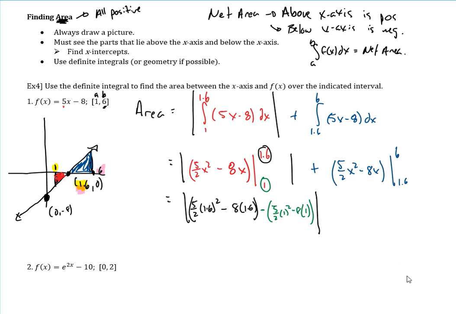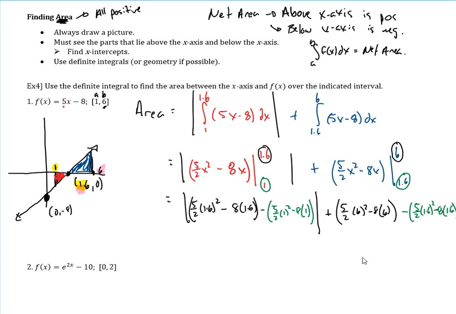Okay, and then we have plus. Now, I'm going to do this one also in black ink. The 6 will go in. So 5/2 times 6 squared minus 8 times 6. And then again, always minus the second one. Let's do that one in green also. Minus 5/2 times 1.6 squared minus 8 times 1.6. Okay, and I just have barely enough room. Okay, so that's that.